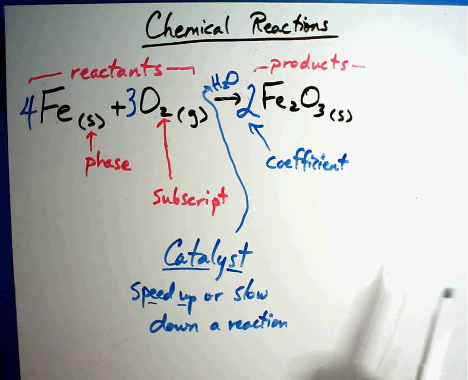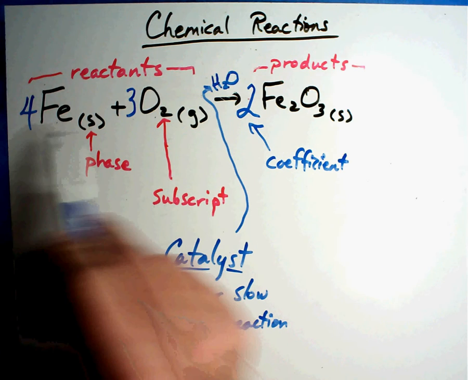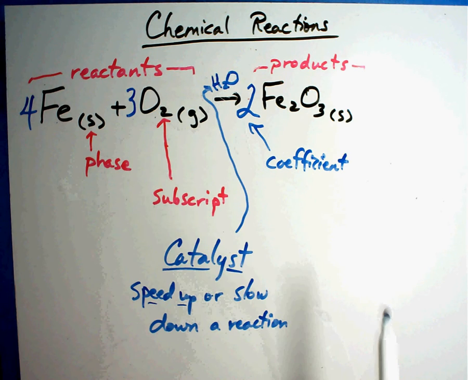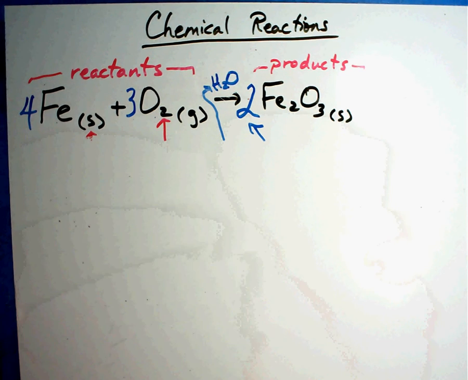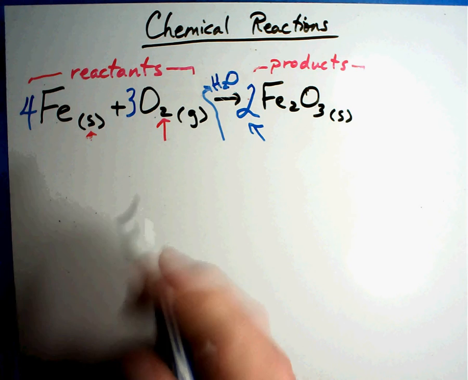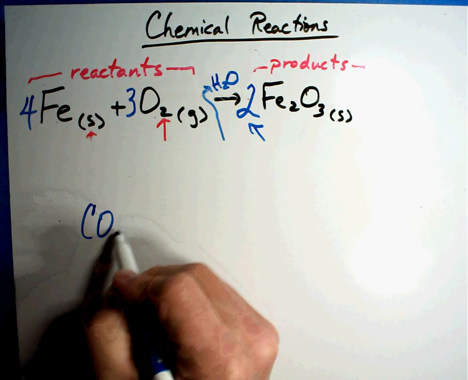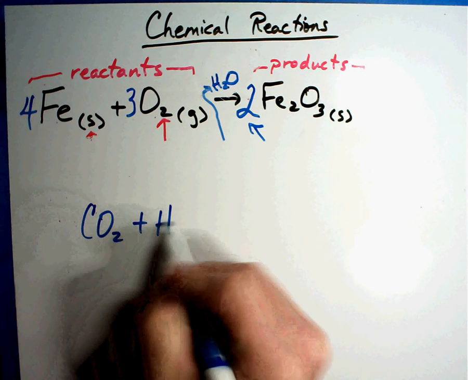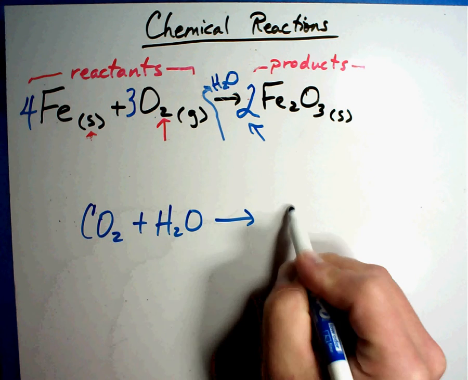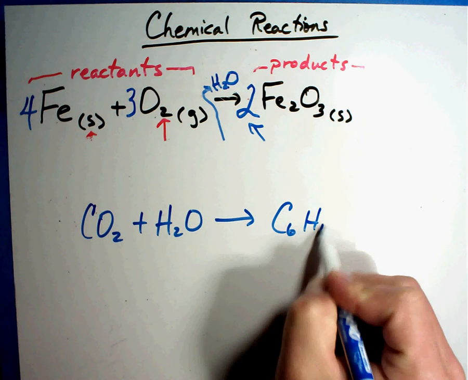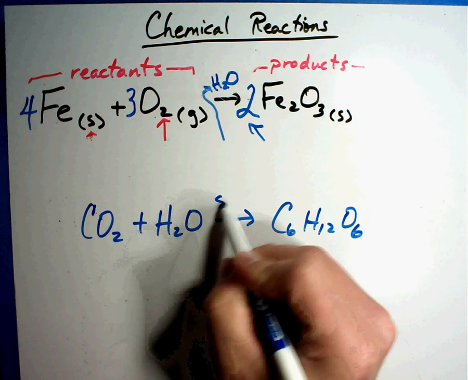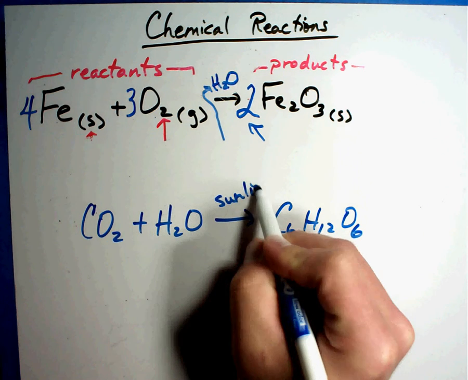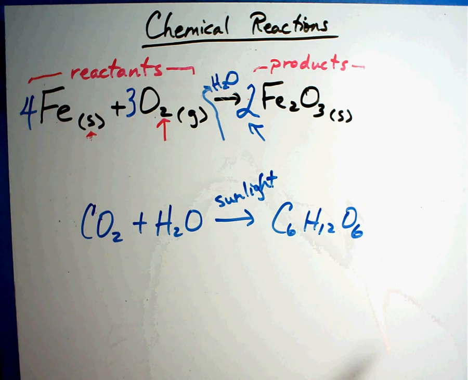It's called a catalyst. Now, anytime you see a reaction, if there's something written above it, then that is called a catalyst. Now, let me give you an example that you've probably seen before. One more reaction, and it looks like this. Carbon dioxide and water yield glucose. That's a really big compound, in the presence of sunlight.